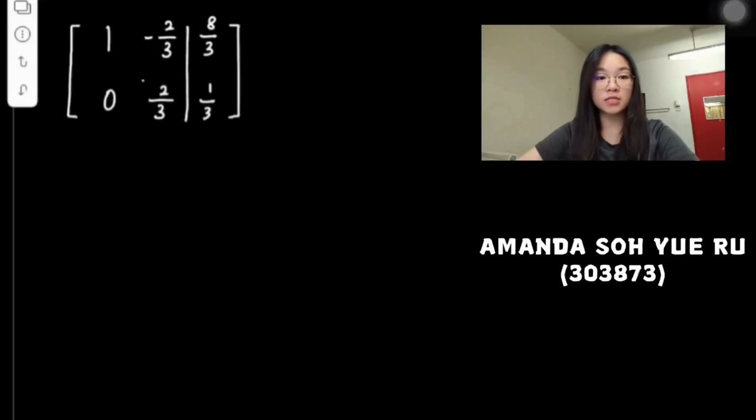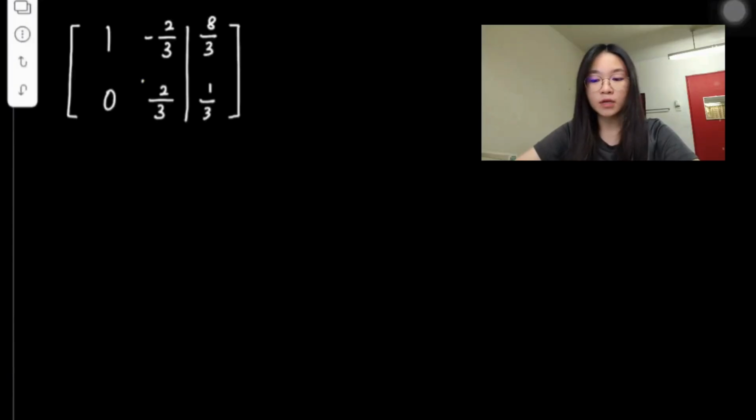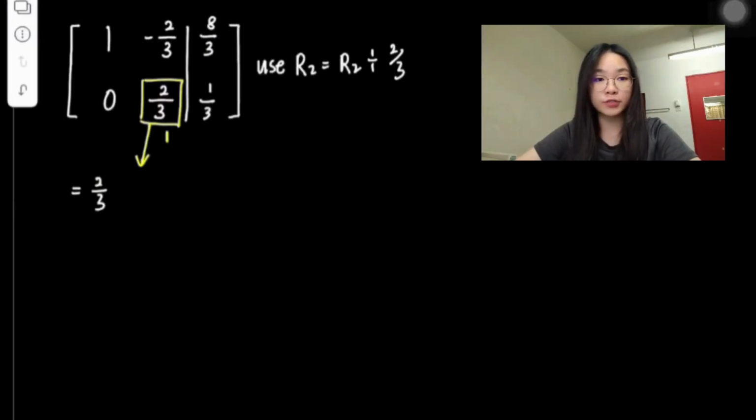To get the answer for x and y, we will need to change the matrix into an identity matrix. Therefore, we need to change the number 2 over 3 to number 1. To get number 1, we can use row 2 divided by 2 over 3 equals row 2, because we know that every number divided by itself gives number 1. So, by using 2 over 3 divided by 2 over 3, we get the answer 1.